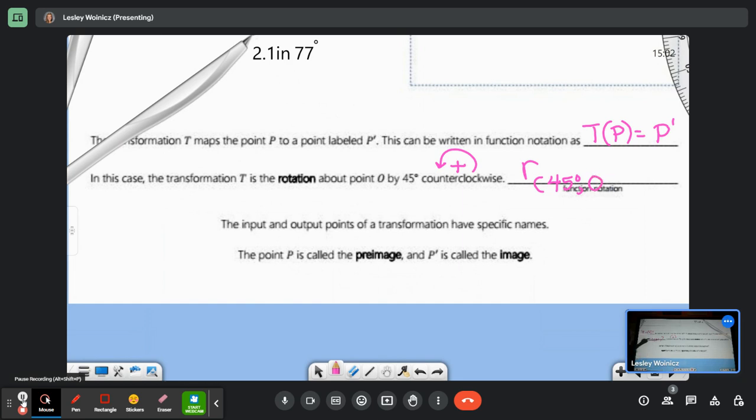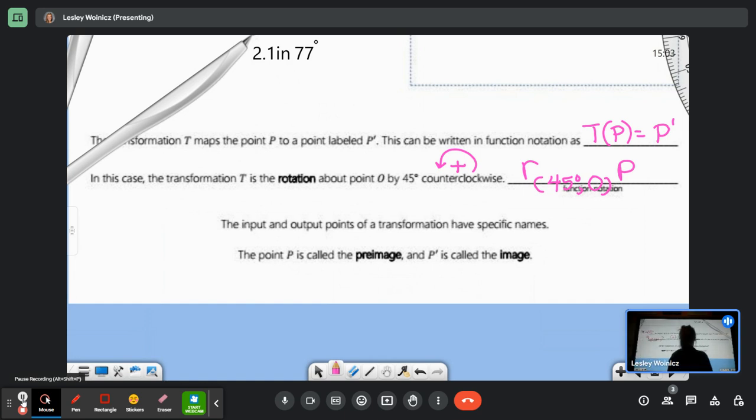Then we close the parentheses. Last step is to say what figure we are rotating. We are performing this rotation on point P. So this says, rotate P 45 degrees around O. It's like the whole description in a tiny little compact sentence. Everybody see it? Rotate P 45 degrees around O. That's what it means. Good?